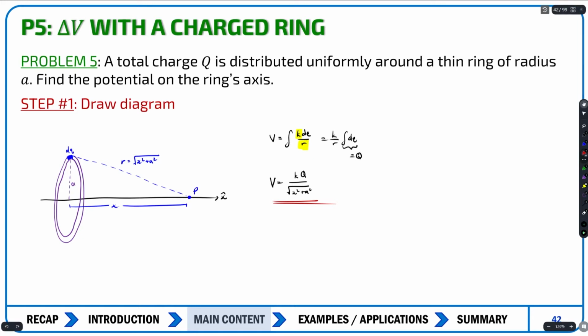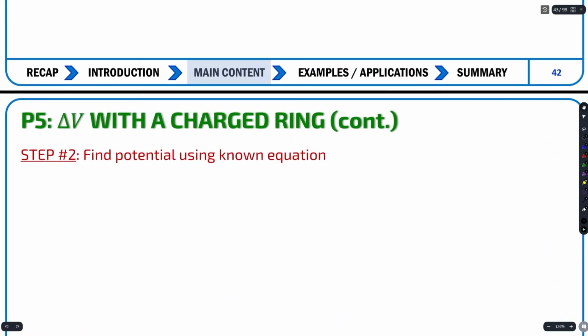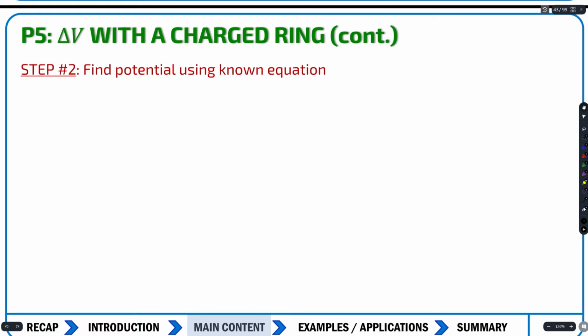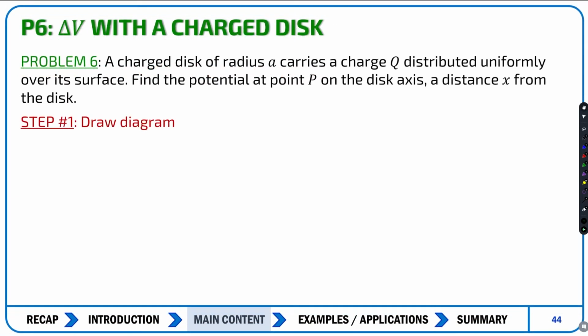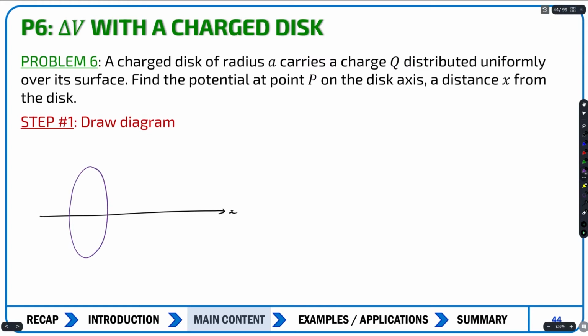I think there's also another page over here where we're trying to find the potential using a known equation. We don't even need that space to finish this problem. We now want to apply the same technique and try to find the potential of a charged disk a certain point P away. So we're going to start off with a diagram. A charged disk of radius a carries a charge Q distributed uniformly over its surface. So now we have this being our x-axis. We're going to have a charged disk, sorry, not ring.